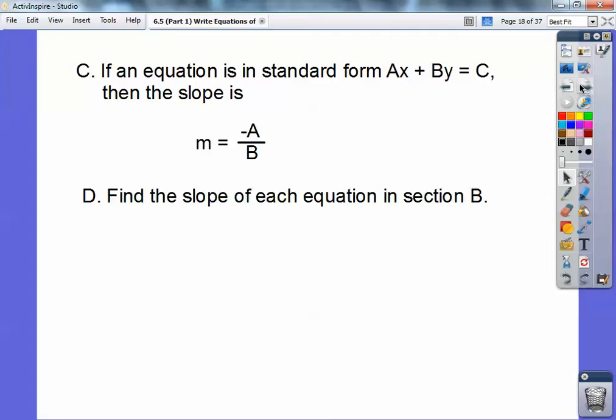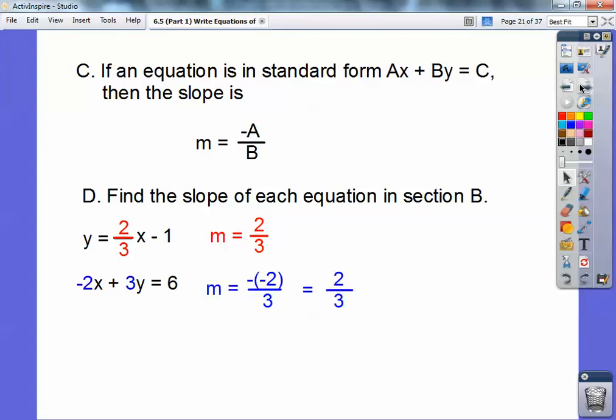Find the slope of each equation in section B. Here's the first one: the slope is negative 2/3. Notice I highlighted it in red. The second equation, I'm going to go opposite that negative 2, which is positive 2 over 3. Since 2/3 equals 2/3, since they're equal, those lines are parallel. So if they have equal slope, then they're parallel to each other.